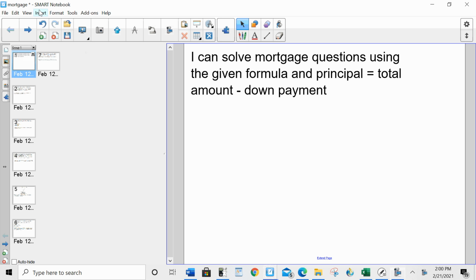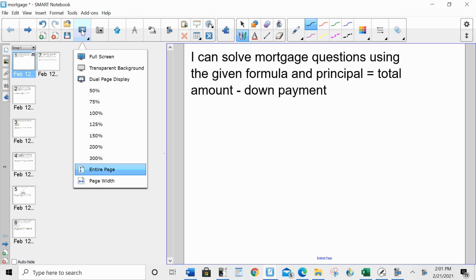Hello everybody, today I can solve mortgage questions using the given formula, and principal equals total amount minus the down payment. So let's start by talking about that. Principal equals the total amount minus the down payment.